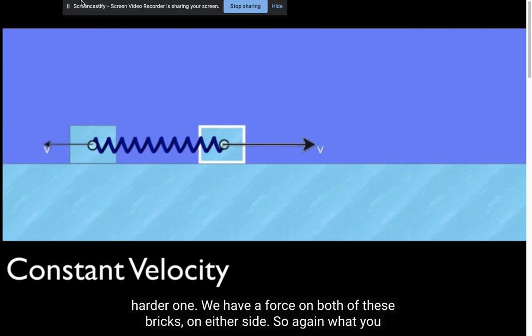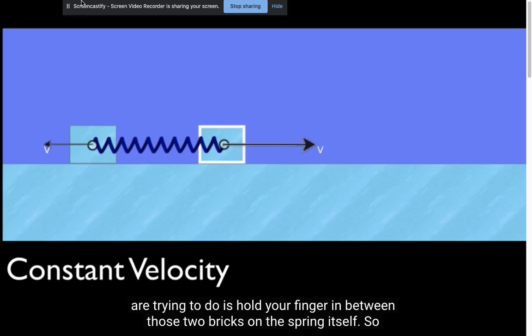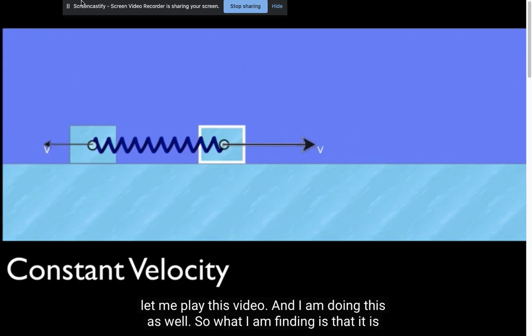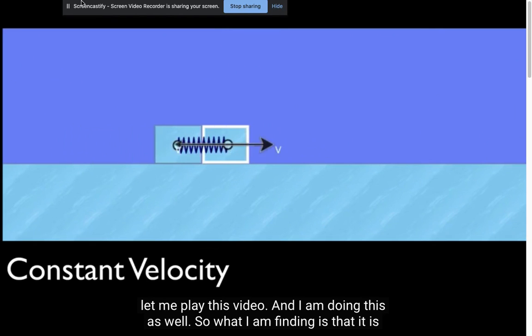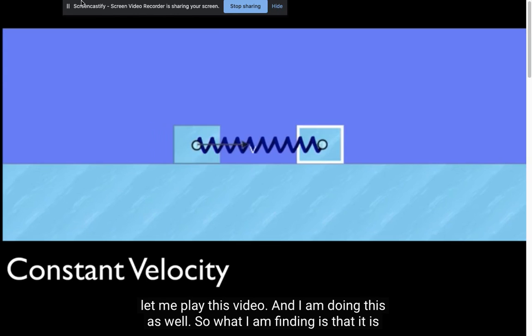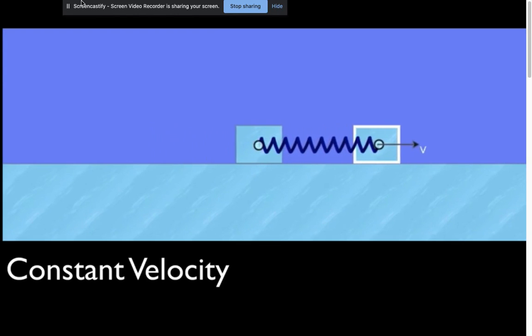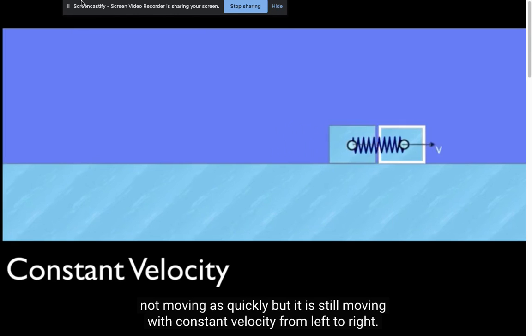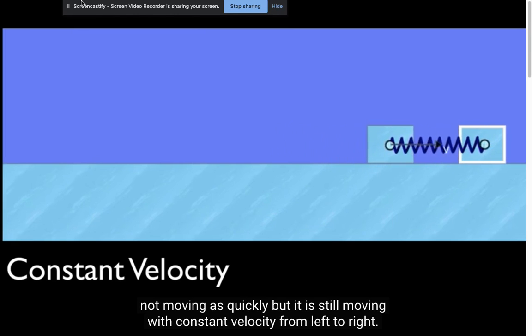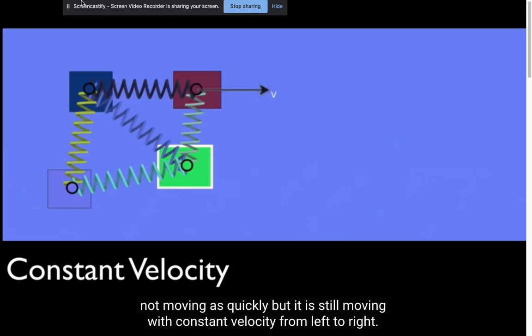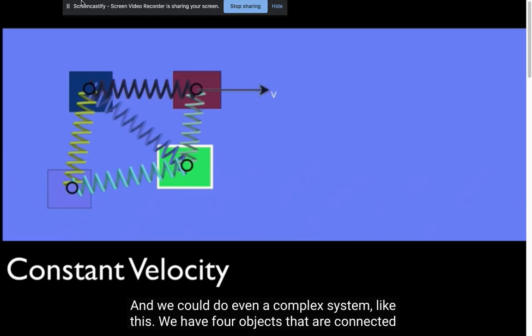We've got a force on both of these bricks on either side. So again, what you're trying to do is hold your finger in between those two bricks on the spring itself. So let me play this video. Looks crazy, right? And I'm doing this as well. So what I'm finding is that it's not moving as quickly, but it's still moving with constant velocity from left to right. And we could do even a complex system like this.